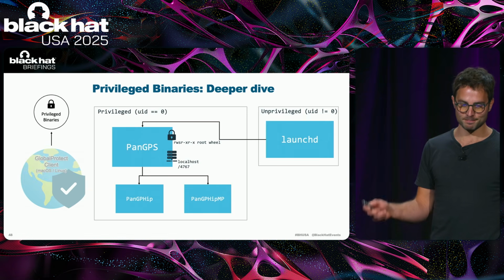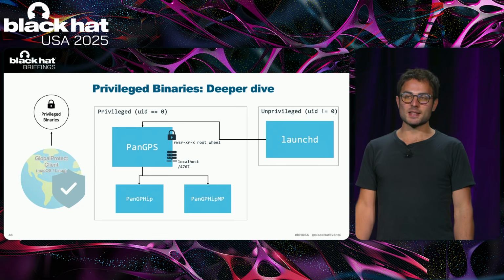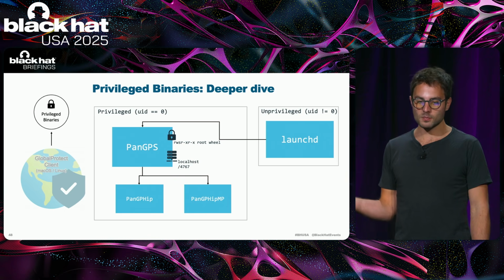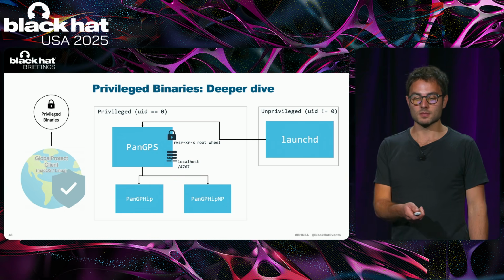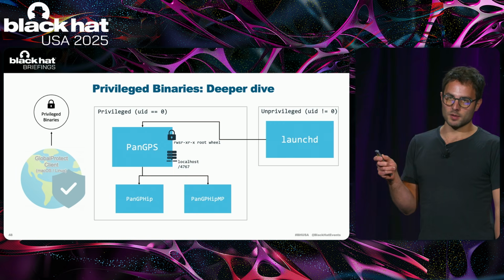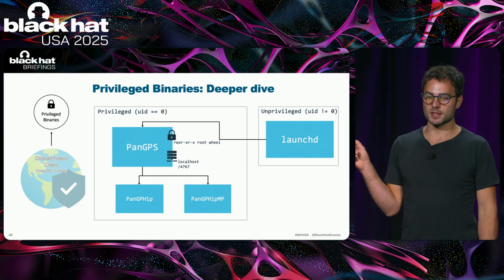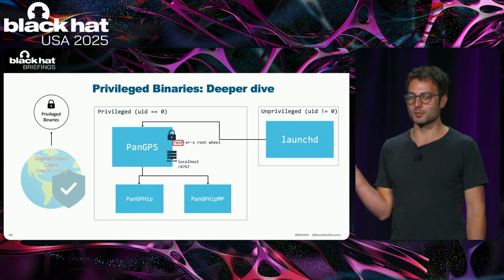Let me explain. If you want to escalate privileges, you want to understand what's running with privilege. Well, I said pan-GPS. And if you look at the pan-GPS binary, just do an ls on it, there's something that's kind of interesting: the SUID bit. This looks like a good place to look for privilege escalation.